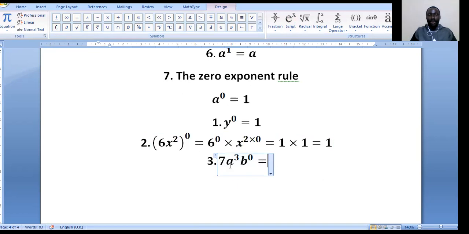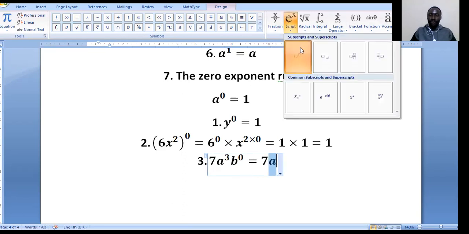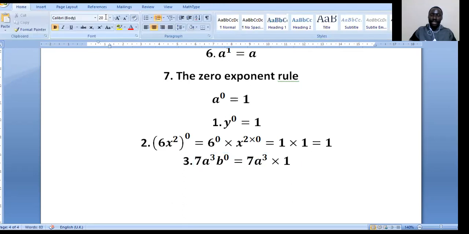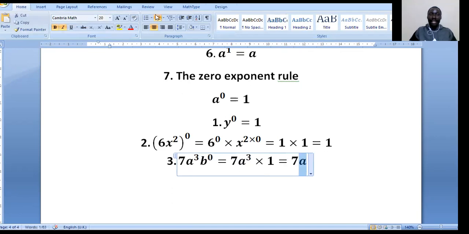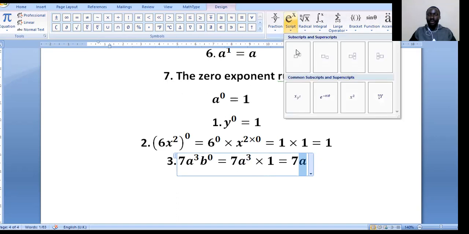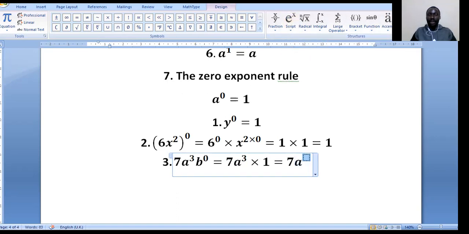How about this? Notice that in this case, the 0 is only the exponent for b, but not for these other quantities. In other words, we are going to be having 7a exponent 3, which we have to multiply with b exponent 0, which is 1. So from here, you can see that we can simplify this as 7a exponent 3.